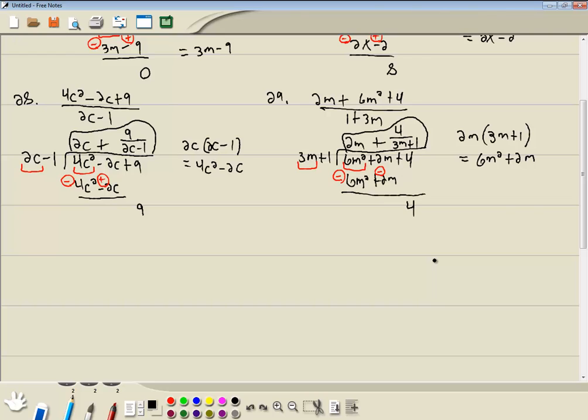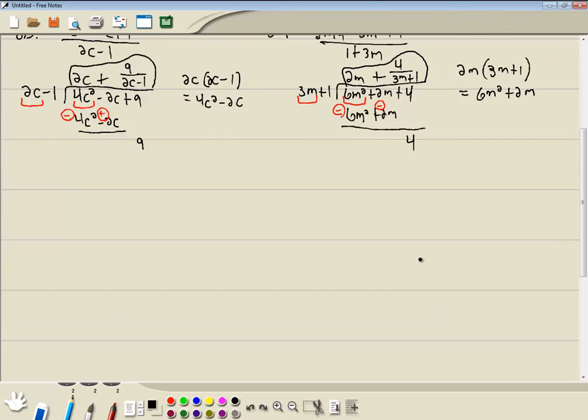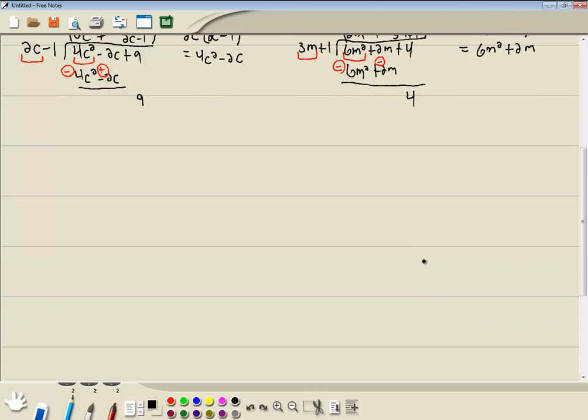It's interesting how that's coming out. Let me just double check that real quick. Yeah, that's right. It seemed weird to have two real nice ones like that in a row.